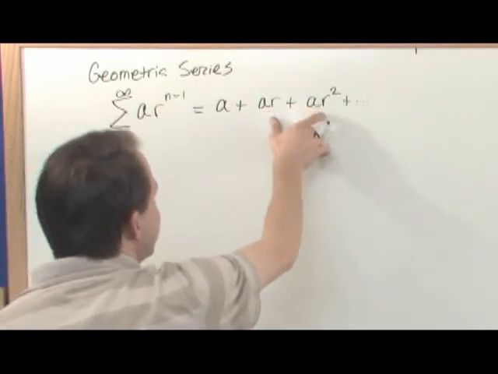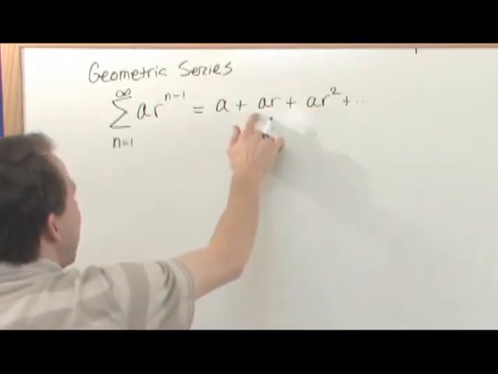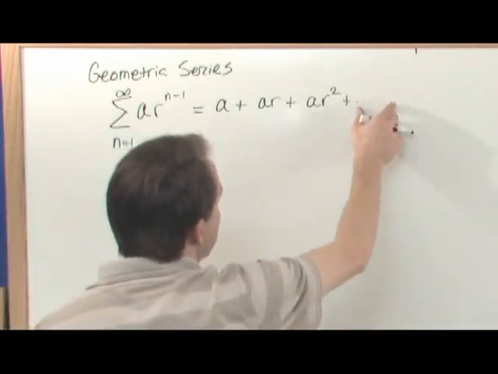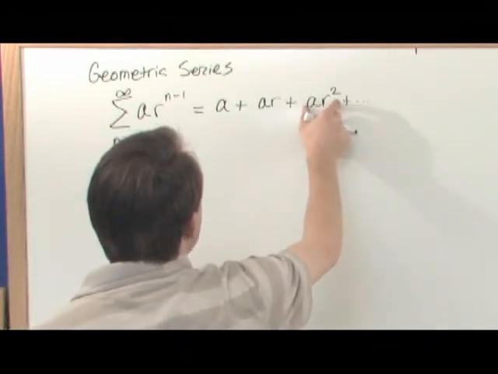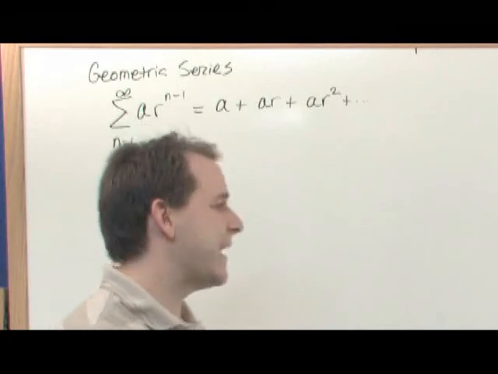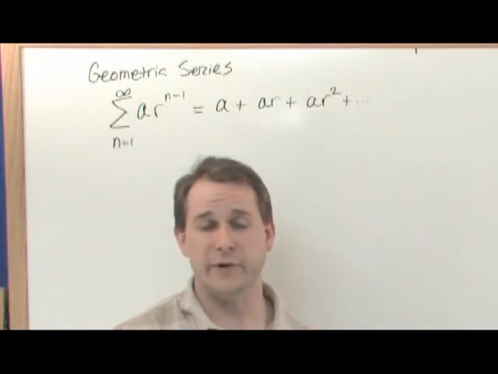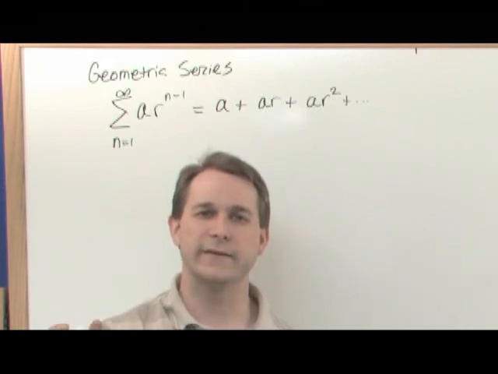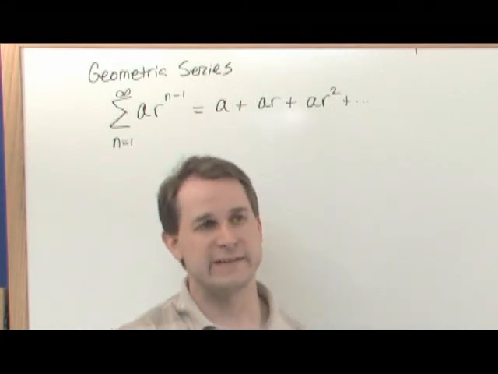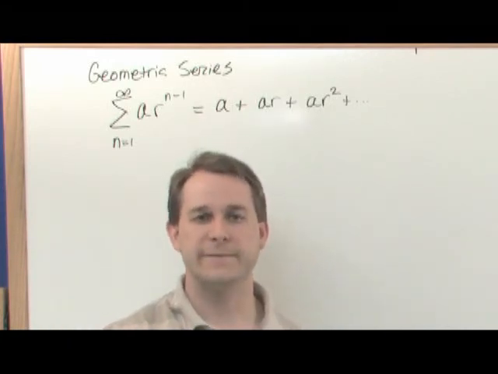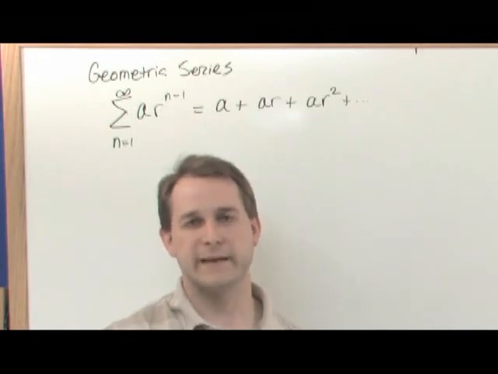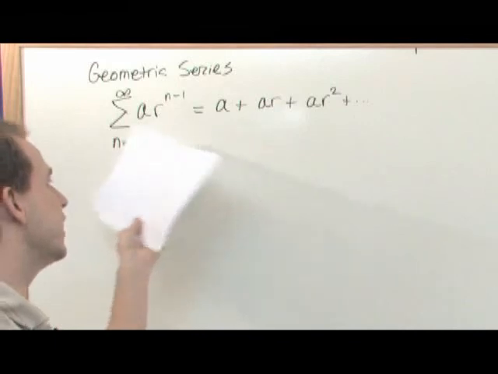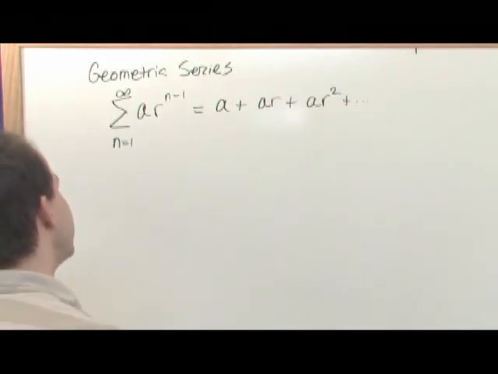If you take AR squared divided by AR, you're also going to get R. And if you take the next one, AR cubed, and divide it by AR squared, you're still going to get R. So what you have here is a sequence you're adding together in this geometric series, and the adjacent elements in the sequence have a constant factor between them, and that constant factor is R. The ratio of the adjacent elements is a constant. That's why they call it geometric.